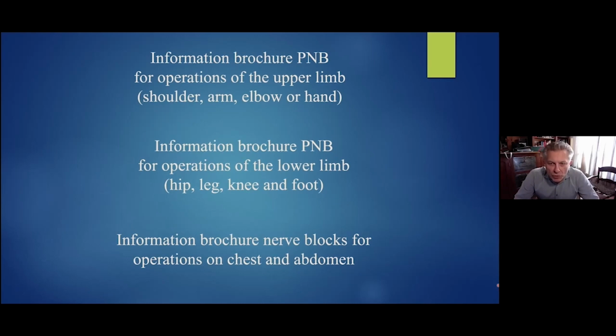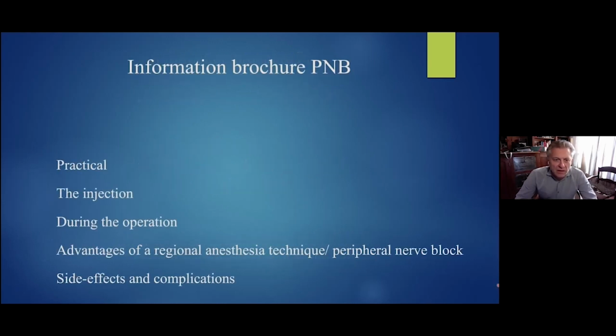Information starts with a brochure, and here we have 3 types of brochures: for the upper limb, for the lower limb, and for blocks for chest and abdomen. In this information brochure, you need to be practical, to say how it will happen, to say what the injection will be like, what will happen during the operation, what the advantages of a regional anesthesia technique are, in this case, peripheral nerve block.